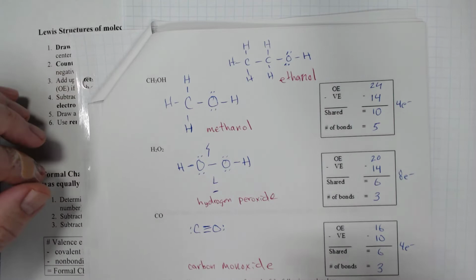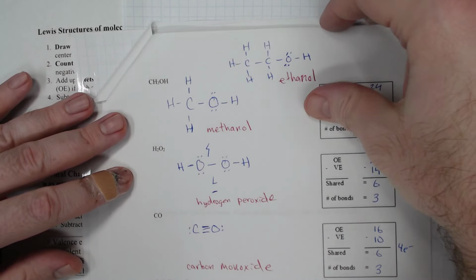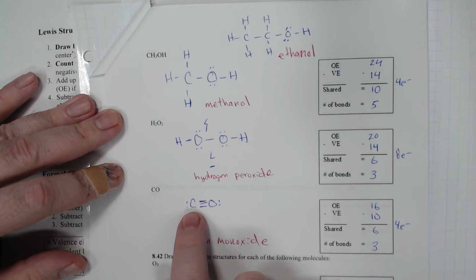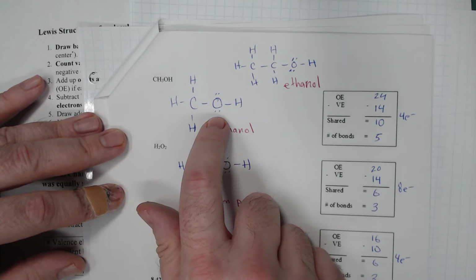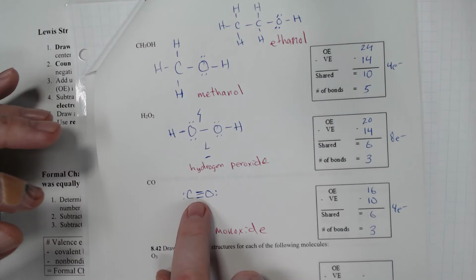Now, there's something unusual about that structure with the way that it's drawn. And the thing that is unusual about that structure is that carbon, all the carbons that we've seen so far have had four bonds going to them and no lone pairs. And all the oxygens that we've seen so far have had two bonds going to them and two lone pairs. Well, these are different. And to show how they're different, we're going to go to our next little topic here.